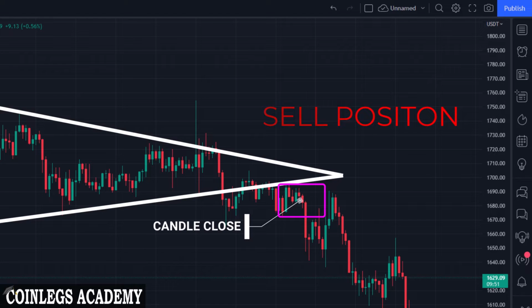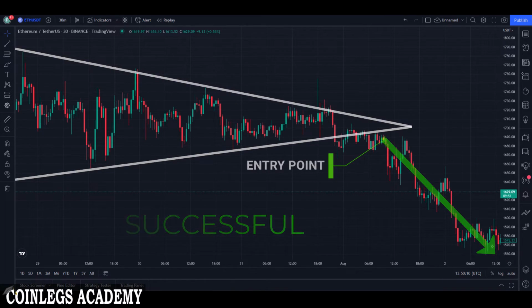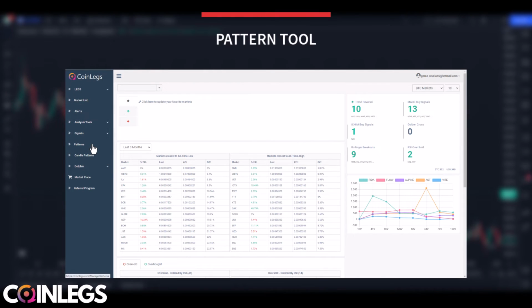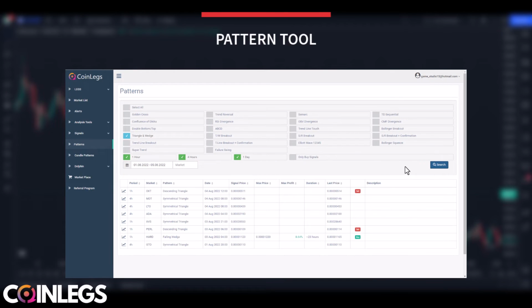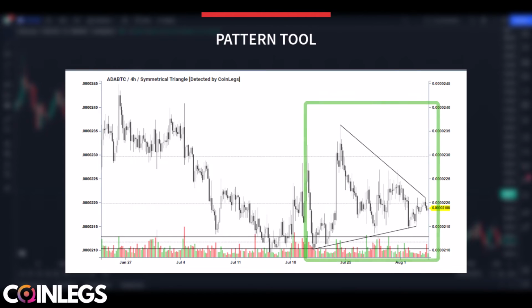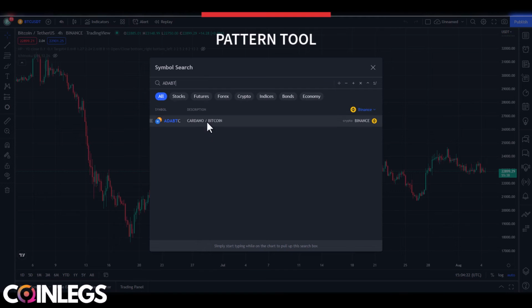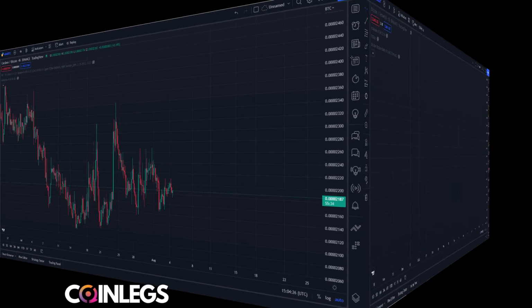If we consider these bearish signals and take our entry after the retest, as you can see, it's a successful trade for us. If you want to easily detect triangles, you can use CoinLike's pattern tool. Simply by opening it and selecting triangles, it will give you information on hundreds of coins. This way, you don't have to spend hours and hours on the computer. And if you click this button, you can see it on the charts as well. If we check the same coin on TradingView, as you can see, it's a correct signal.